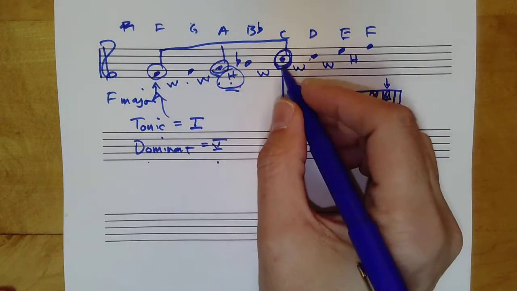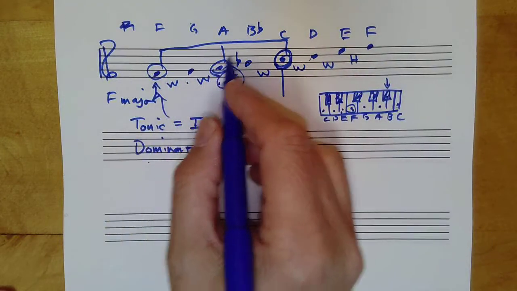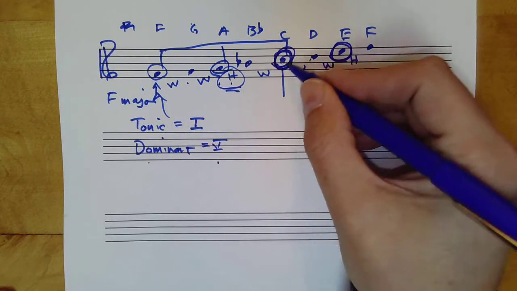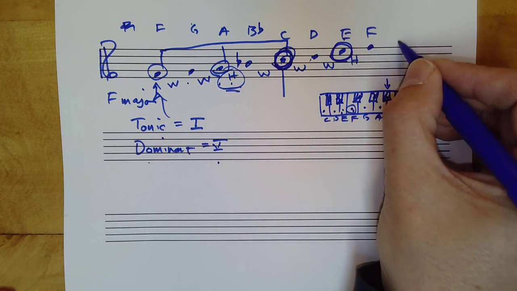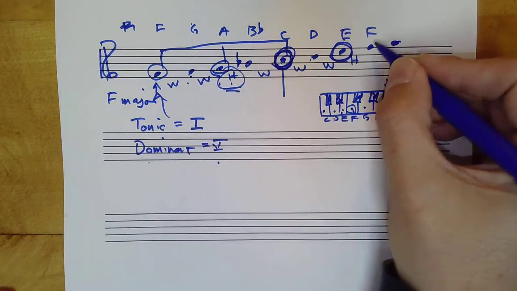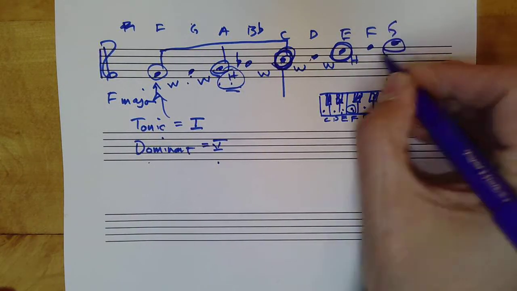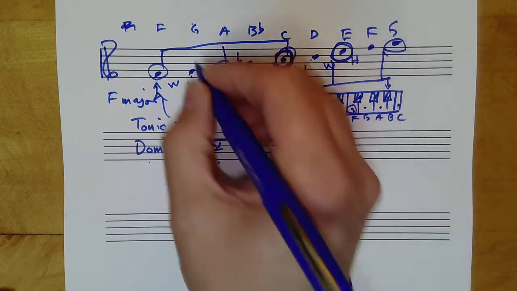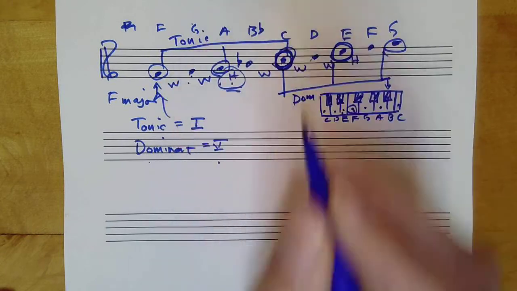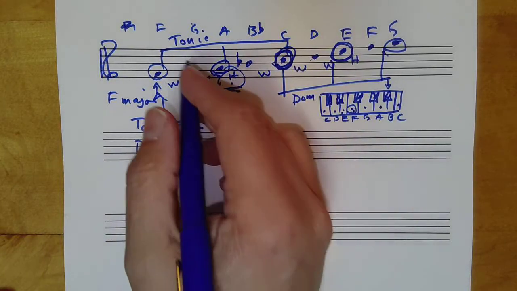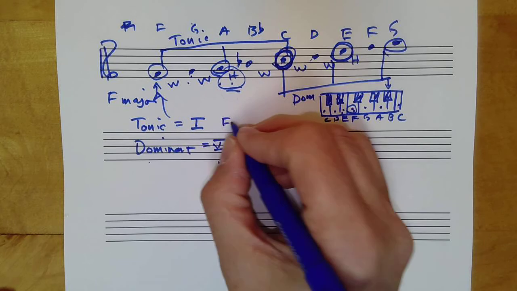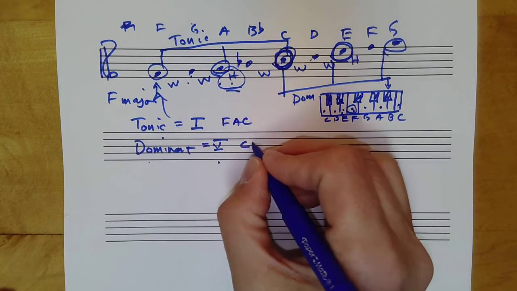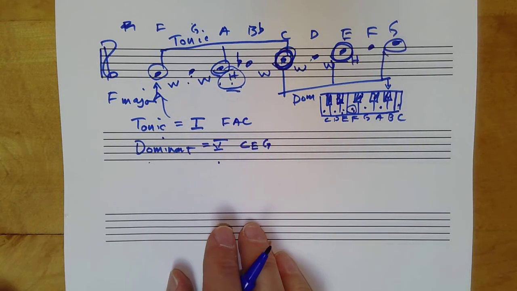Okay, and then from here, we do the same thing we did here. We've got this note. We skip a note. We go to the next note. We skip a note, we go to the next note, and so the next note here, if we were to continue the scale, it would be G. So these three notes are the dominant chord, and these are tonic. Okay, so tonic in this key of F is F, A, C. Dominant is C, E, G.